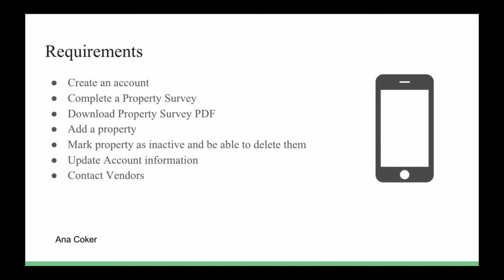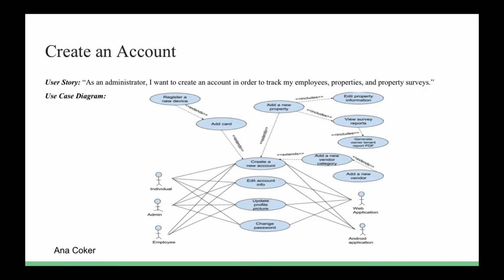The next one is update account information. After the employee or individual updates their information and saves it, the information will be updated in the database. The last one is contact vendors. After the employee or individual contacts a vendor, which can be several at the same time, an email will be sent to the vendors to ask for prices. This is an example of the user story and use case diagram for the create an account requirement.